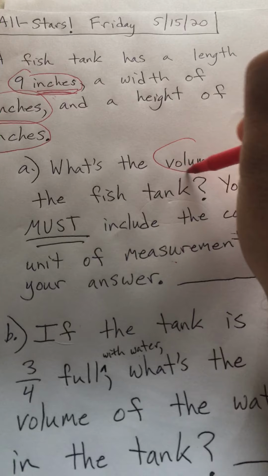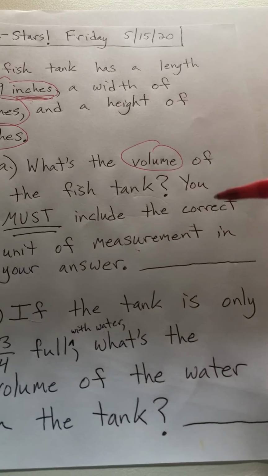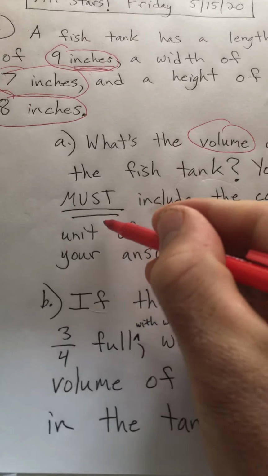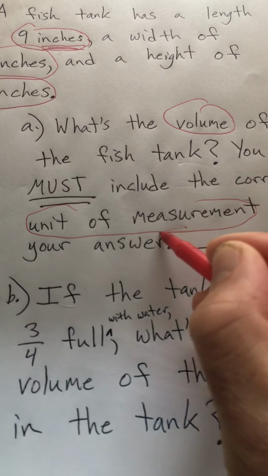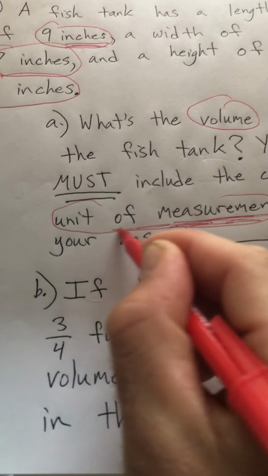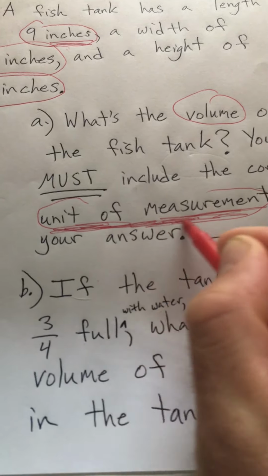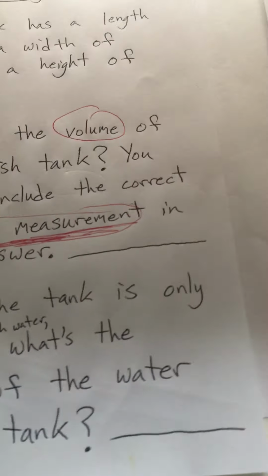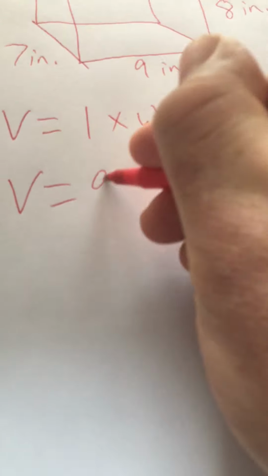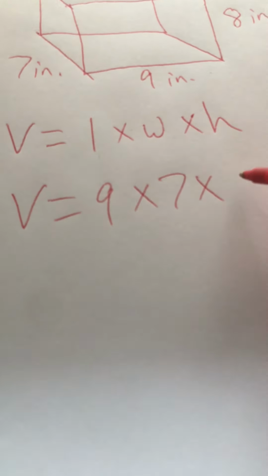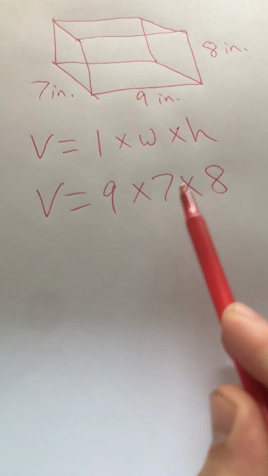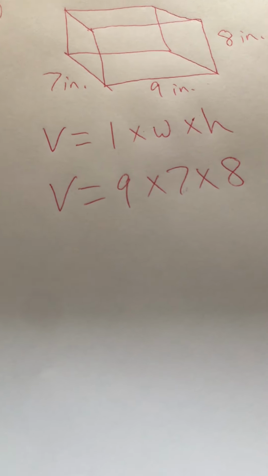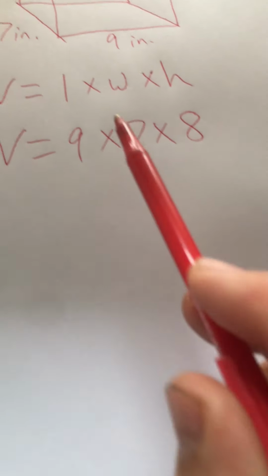So to find the volume, which is part number 1, what's the volume of the fish tank? You must include the correct unit of measurement. So I'm going to make sure I do that. I'm going to underline it more than usual just to make sure I don't forget that part. Okay, so what's the volume? Length times width times height, 9 times 7 times 8. And remember, with multiplication, you can multiply them in any order that you need to. So I would just choose ones that I know, and I would start with that.